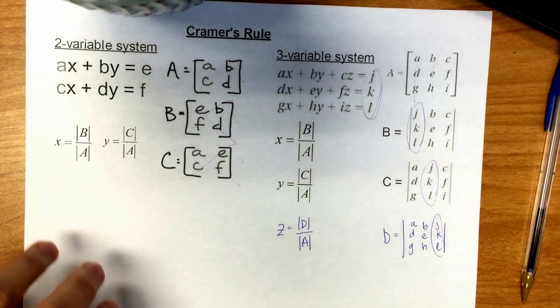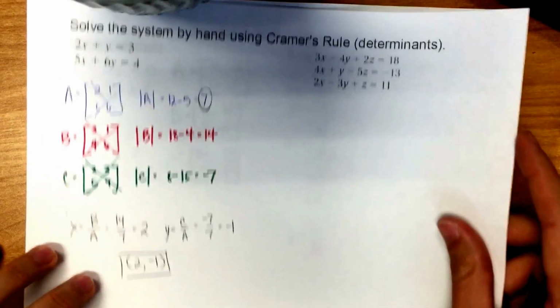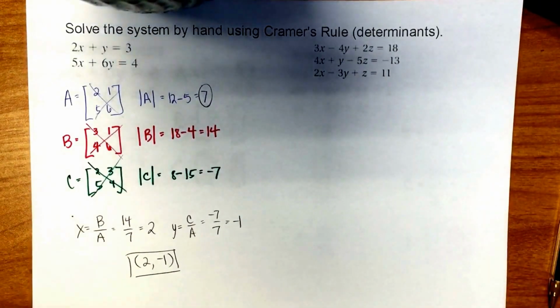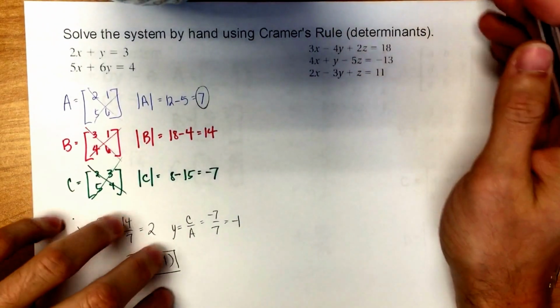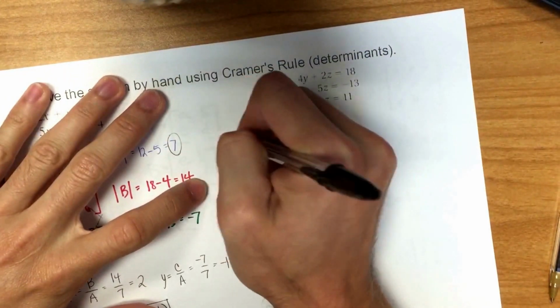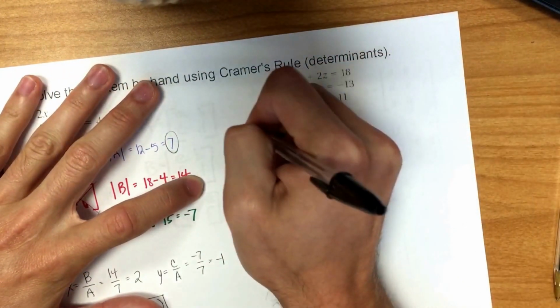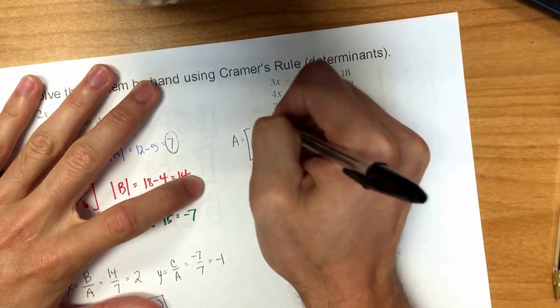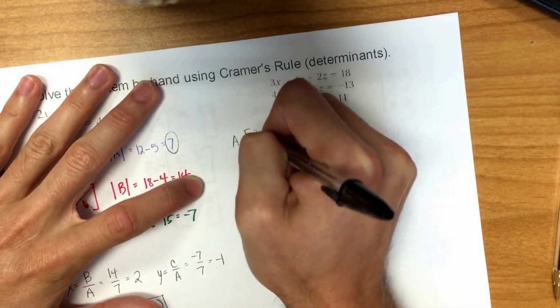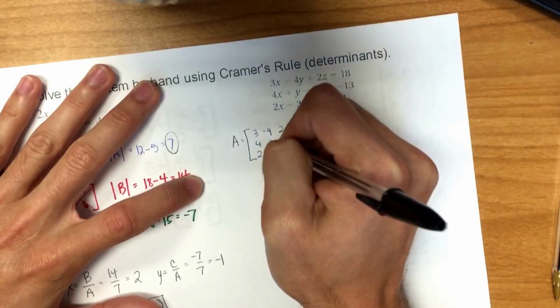So let's go through a problem and see how this is solved using Cramer's rule. The first thing I'm going to do is write out all of my matrices so that I have what I need in order to do my determinants. So let's do matrix A first. Matrix A, all of the coefficients: 3, -4, 2, 4, 1, -5, 2, -3, and 1.